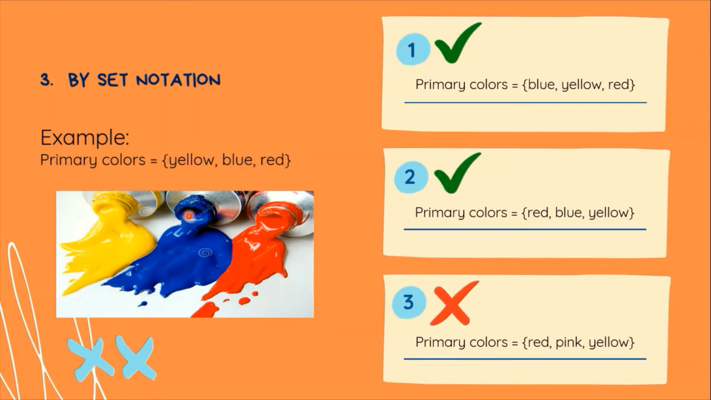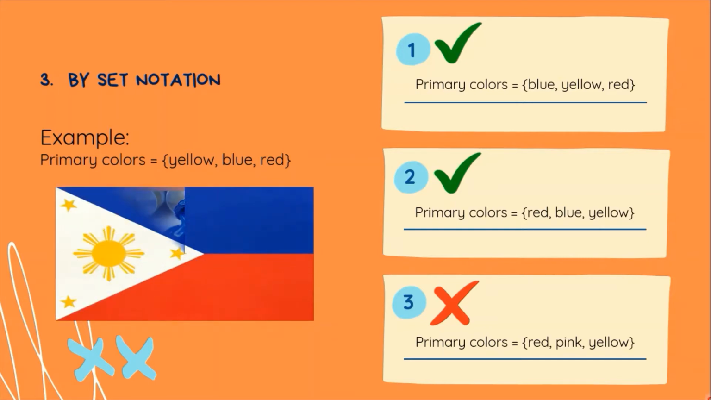Kaya naman going back sa ating example of primary colors, the first object that comes to mind that includes all these colors is the Philippine flag. Makikita natin sa ating watawat ang primary colors na dilaw, bughaw, at pula.